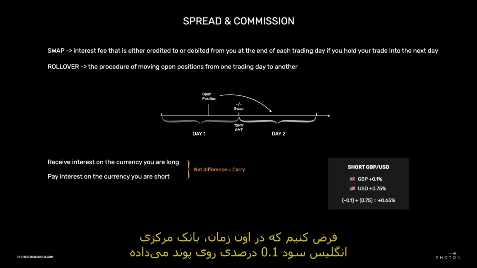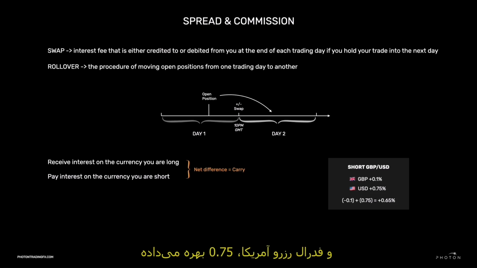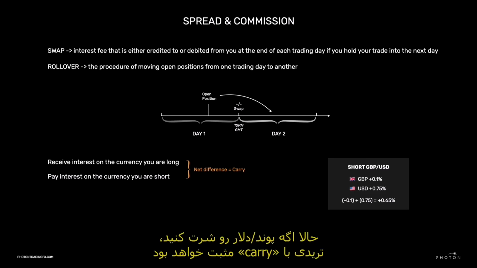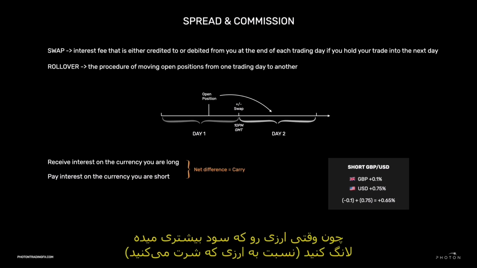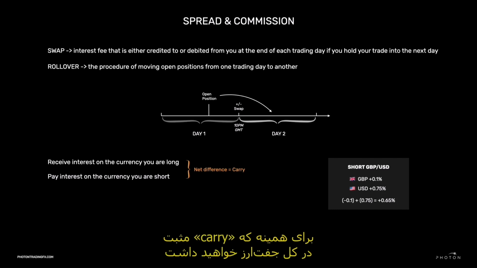And let's just say, for example, that the Bank of England at that time is paying out 0.1% interest, but maybe the US Federal Reserve is paying out 0.75% interest. So if you are short pound dollar, that would actually be a net positive carry trade, and you will earn 0.65% interest on your position each day. Because when you are long the currency that pays a higher interest than the interest charge of the currency that you are short, that is why it is a net positive carry.